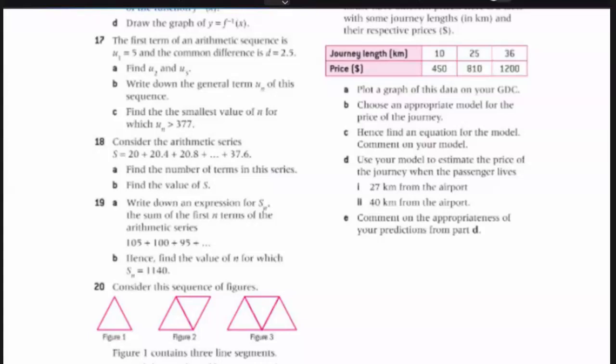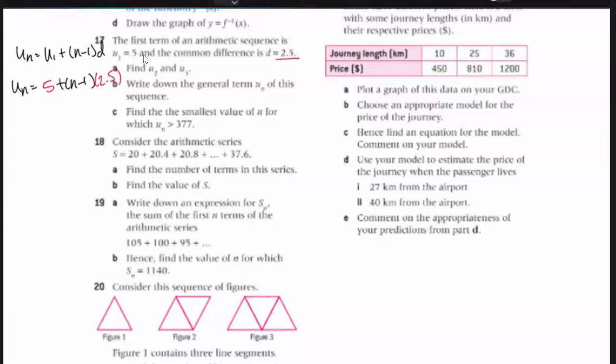So first off, they tell me it is a sequence, and they're telling me directly, hey, we're using the u values. So I'm going to use my u formula: u of n equals u of 1 plus n minus 1 times your common difference. They also tell you u of 1. They tell me u of 1 is 5, so I can start plugging in values. And they tell me my common difference is 2.5.